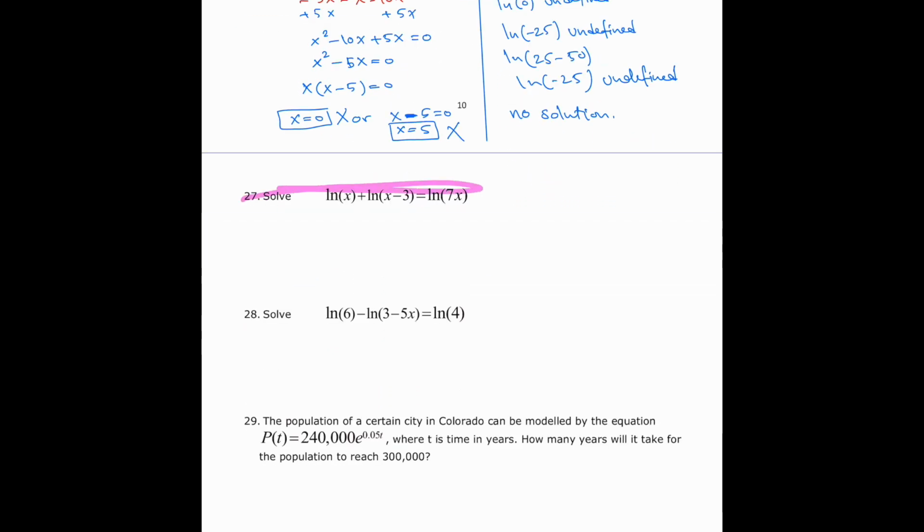Question number 27 is an extra credit question, and it is worth 4 points.